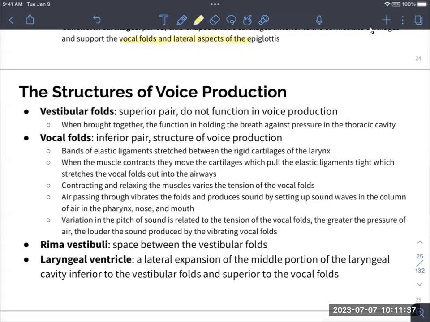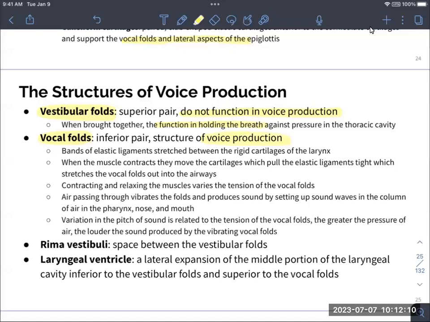The vestibular folds, or the top folds, do not function in voice production. If you hold your breath, these vestibular folds help hold your breath. They close off to help put pressure against the thoracic cavity. The vocal folds are the inferior part. They are what produce your voice.